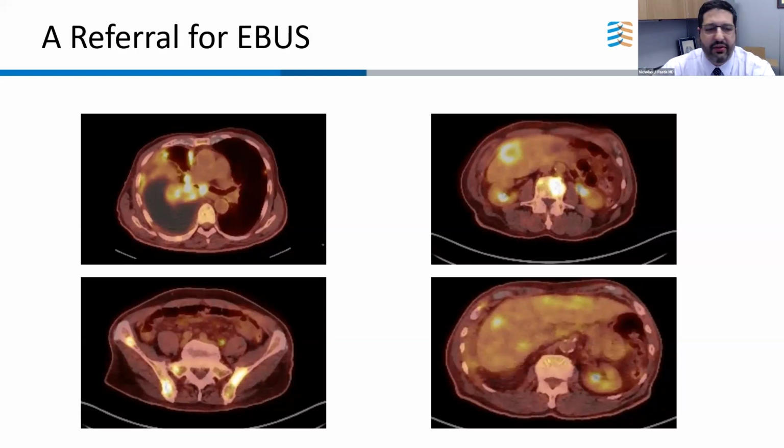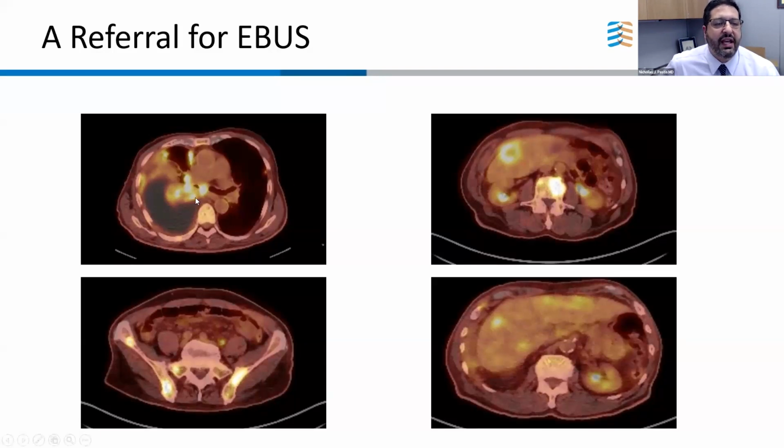Sometimes a picture is worth 1,000 words. So this is a patient, and Adam sees this a lot. They're referred for an EBUS. When you have a hammer, everything's a nail, but maybe you don't have to do an EBUS on this patient. So let's go through these PET CT fused images.